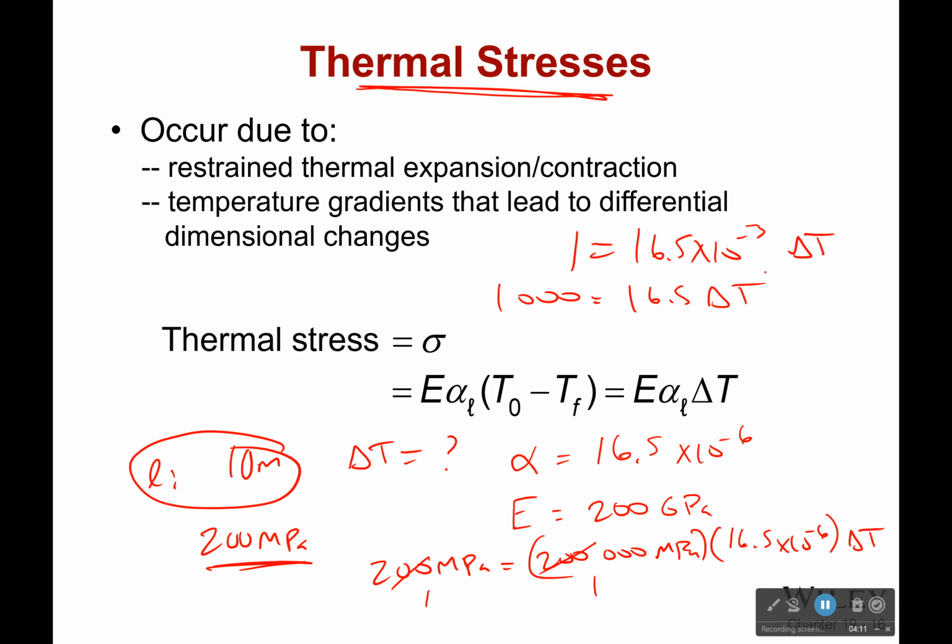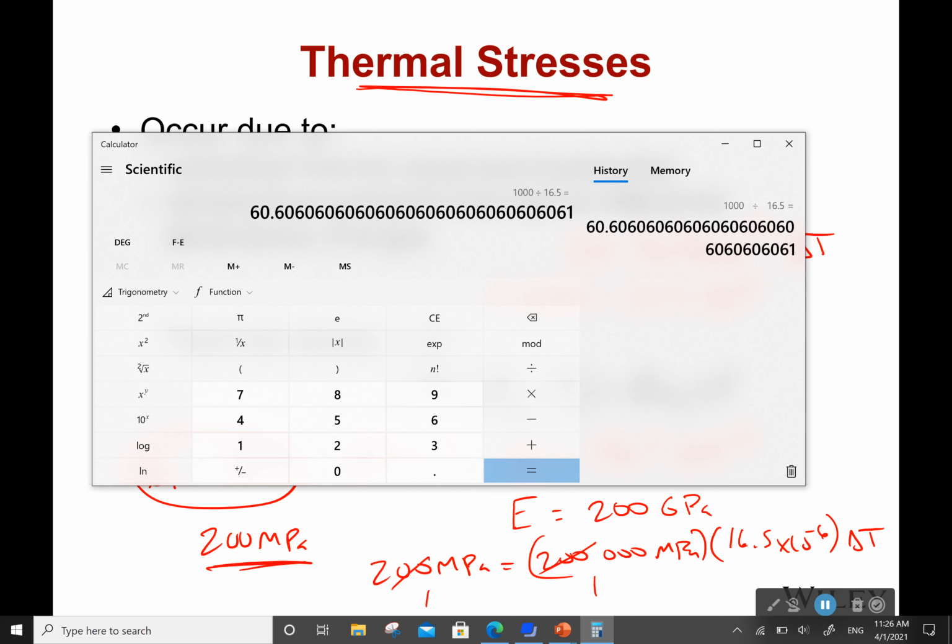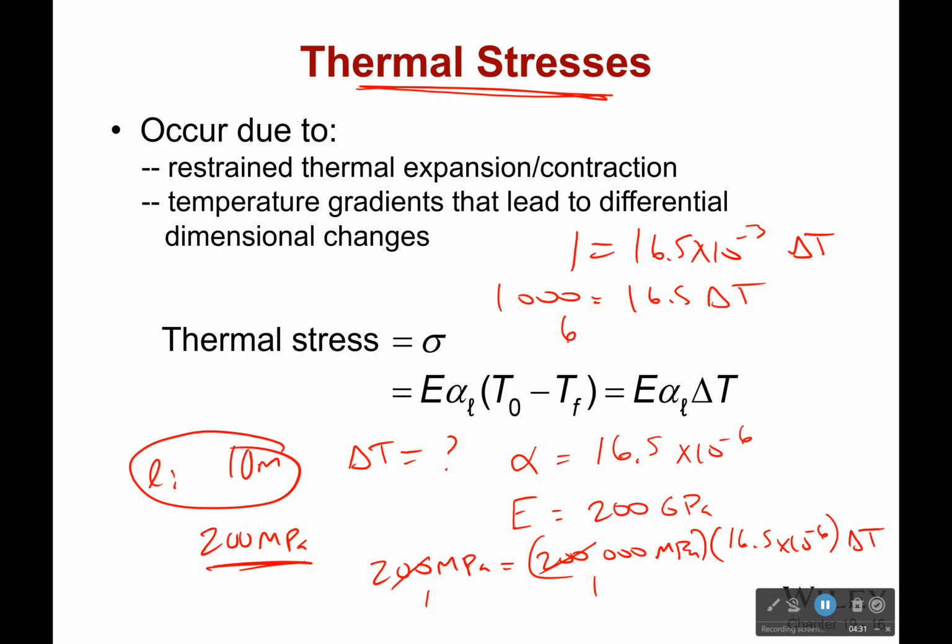If I wanted to, I could round this a bit. I'll go ahead and not round it. So what is 1,000 divided by 16.5? Well, let's pull out my handy dandy calculator. 1,000 divided by 16.5, and I get 60.6. Okay, so 60.6 is equal to the change in temperature required, in Celsius, to lead to failure. Now remember, I did round some things. This is not quite the modulus of elasticity. This is not quite the failure stress, but it's close. Now 60.6 degrees Celsius, that is a lot.